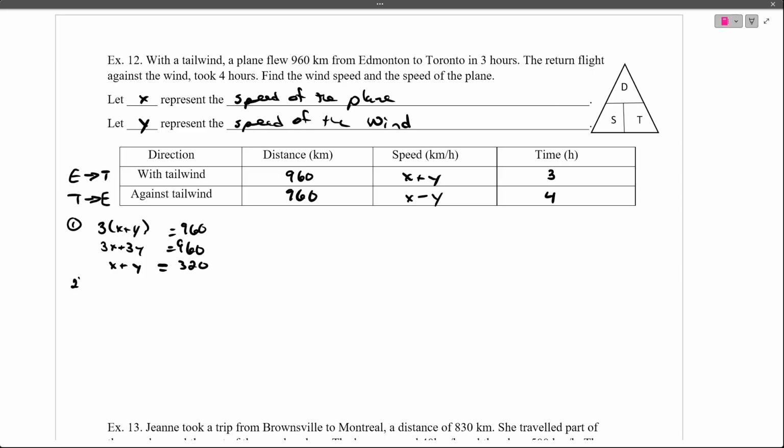Let's do equation 2. Same idea. In this case, it equals 960 again, but this time it's 4 hours, so it's speed times time, 4 times x minus y. So we end up with 4x minus 4y is equal to 960. And again, this one does reduce, so we end up with x minus y is equal to 240. And we have the exact same problem as last time. We can add them together to get rid of the y coefficient. So let's do 1 plus 2.